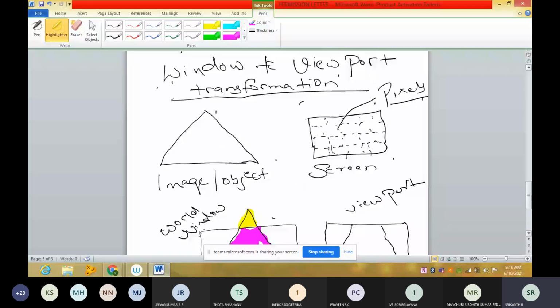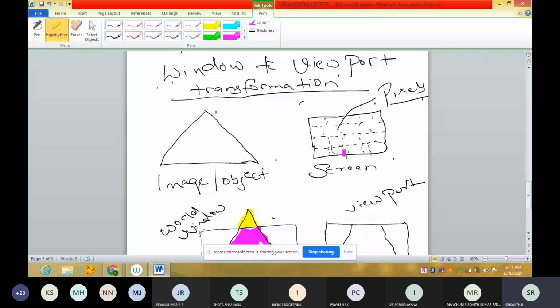See, guys, in computer graphics, what we do is we build an image or an object on the screen. As we know, the screen consists of only pixels. Now, there is a question, guys: whether the geometric object I have drawn is lying inside the screen, or is it lying outside the screen?